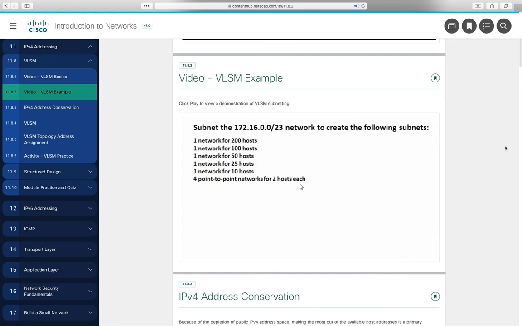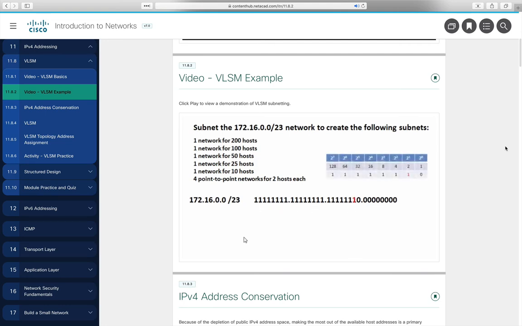Networks for 2 hosts each. Before I begin to create these subnets, I need to check to see if I even have enough addresses in this address space to create all of these subnets. So by writing out the network and the subnet mask in binary, we see that we have a /23 subnet mask. Here's 23 ones in binary. The last bit is in the 2's place. If we look at this 8-bit grouping in the 3rd octet, we see that the last one is in the 2's place. That means the subnets would go up by 2.